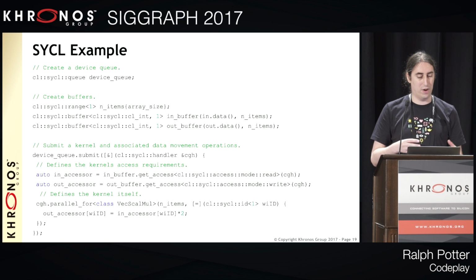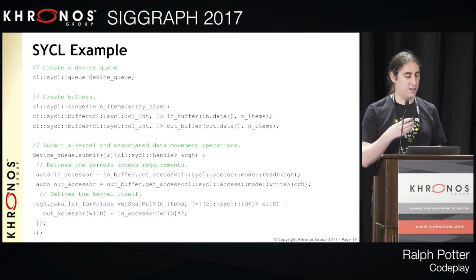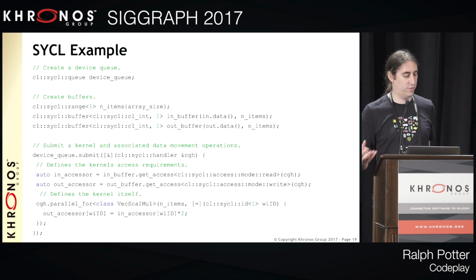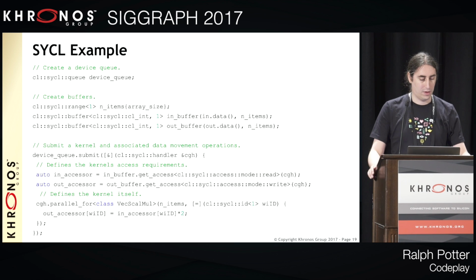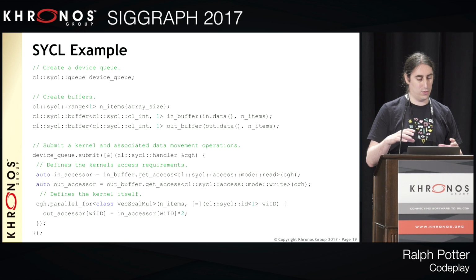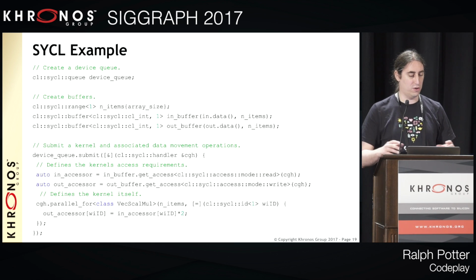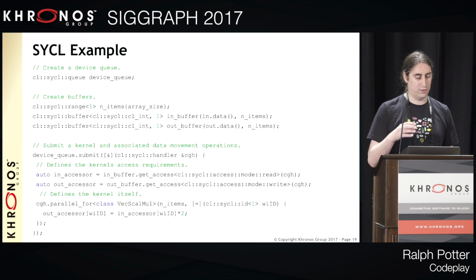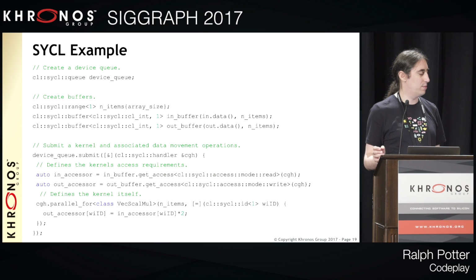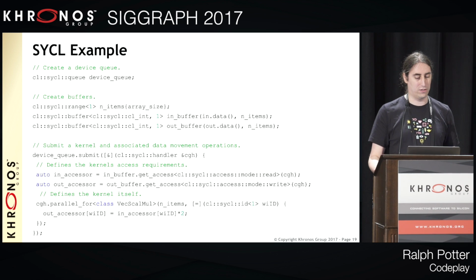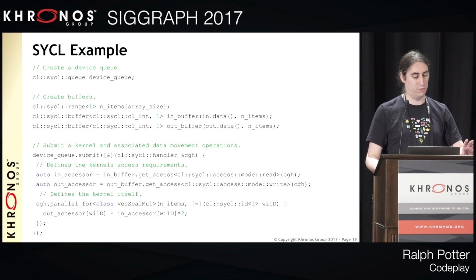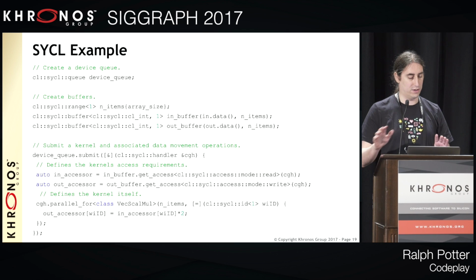We create a couple of buffers, which are essentially taking ownership of your data for that buffer's lifetime. And then we have this submit statement, which is submitting work to a queue, but crucially, at the same time as it's submitting a kernel, it's also submitting the access requirements for the data that we're going to use. So we're saying one of these buffers we're going to read from, one of these buffers we're going to write to.